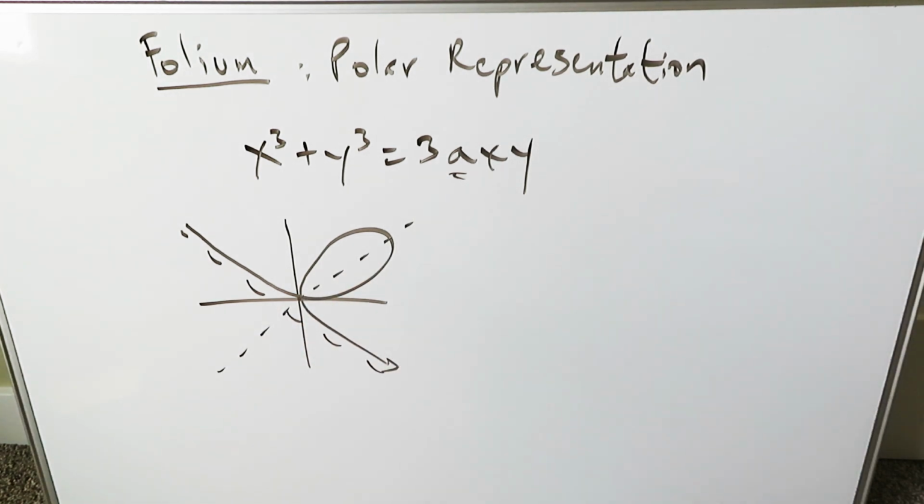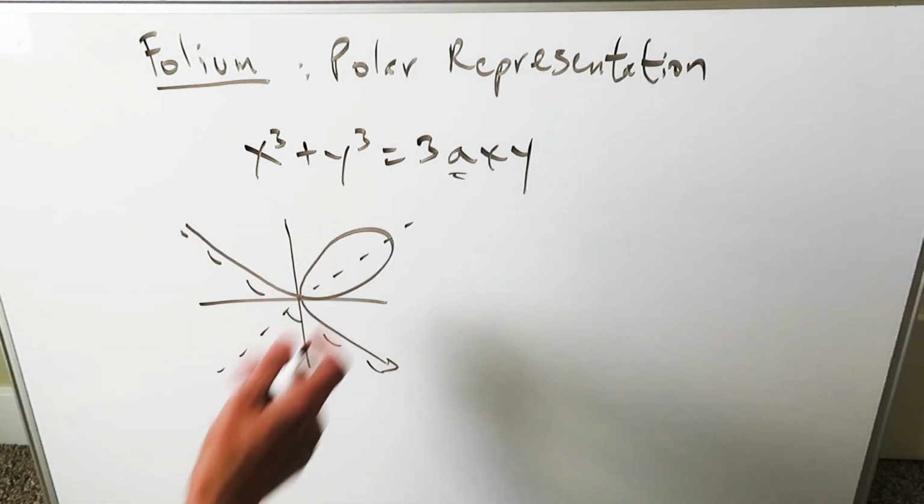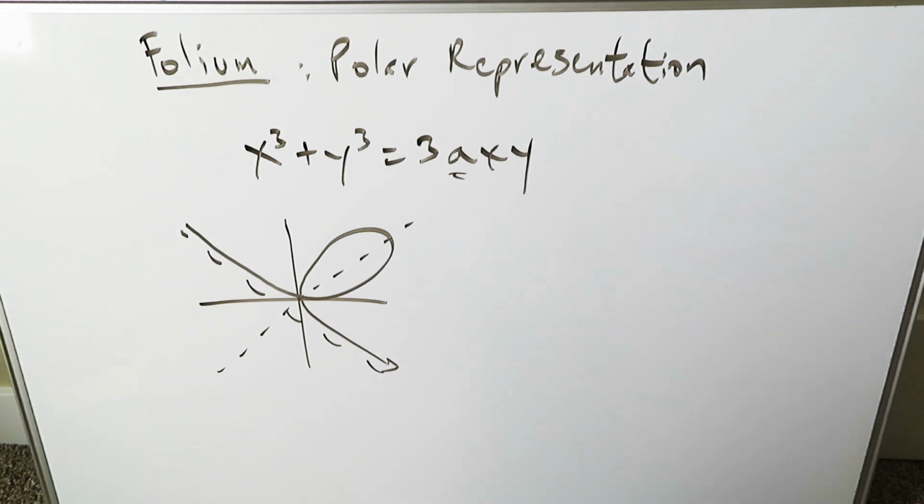Anyhow, you have this asymptote and you have symmetry along this y equals x line. But what is the polar representation? If this right here is your Cartesian equation or your rectangular form, how can we convert this into a polar form of the folium? Let's look at it.